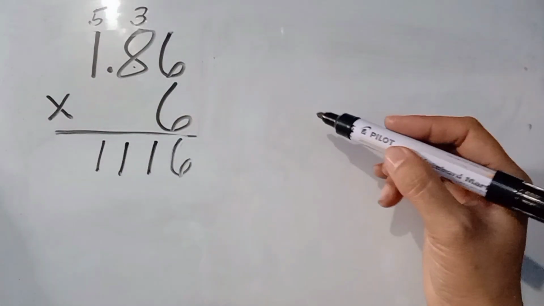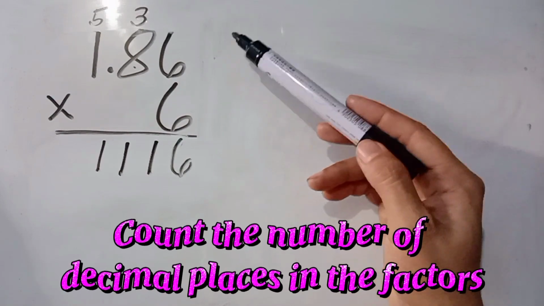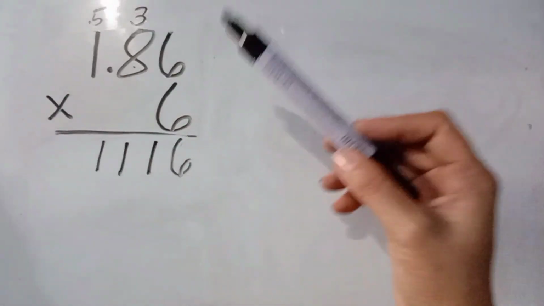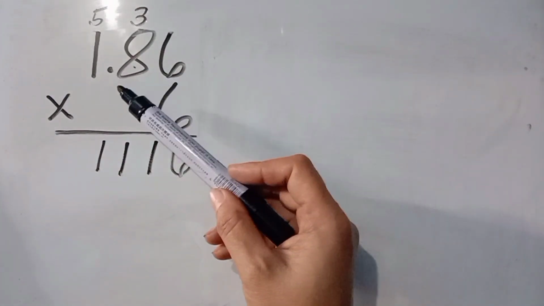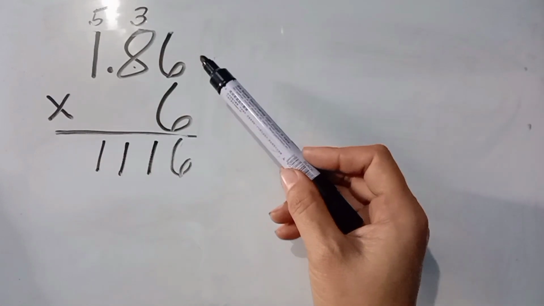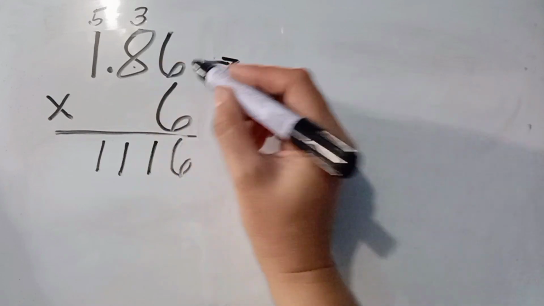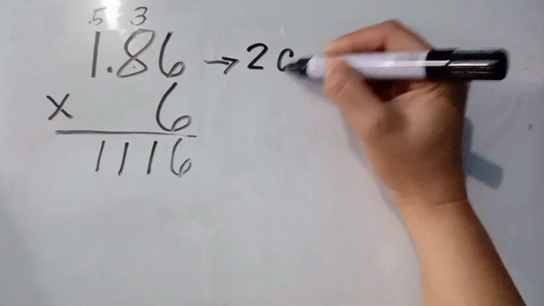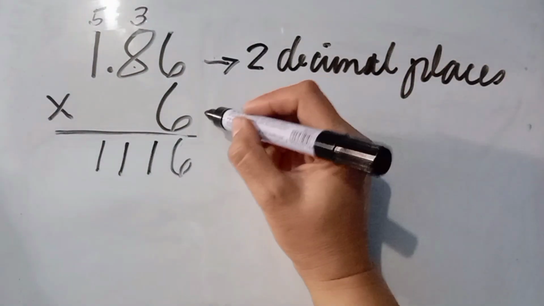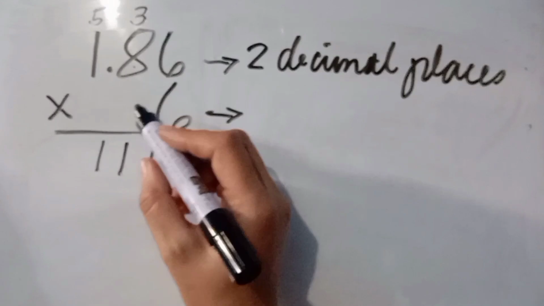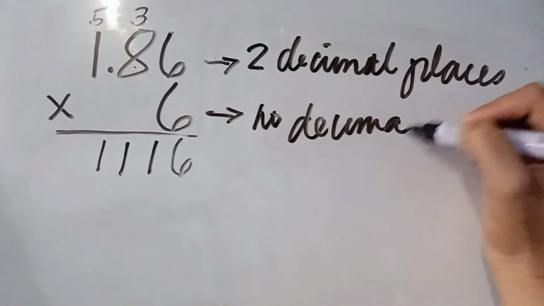Now, next is we are going to count the number of decimal places in the factors. When we say decimal places, those are the numbers at the right of the decimal point. Yung mga numbers or decimal place na nasa kanan ng decimal point. So how many decimal places here? Meron po tayong 2 decimal places. How about here? Meron po ba tayong decimal point? Wala po. So, ibig sabihin, no decimal place.